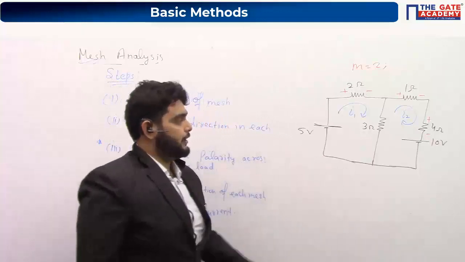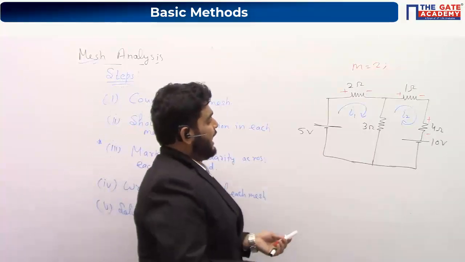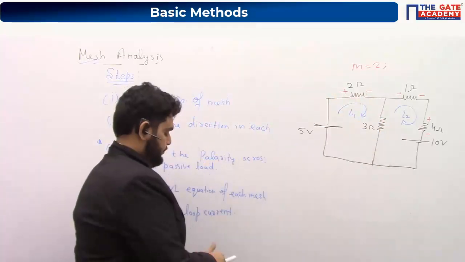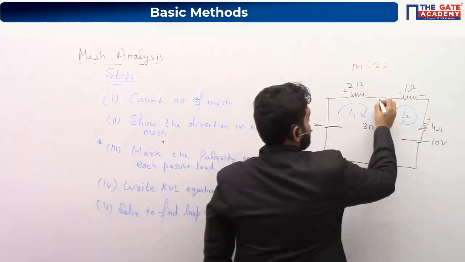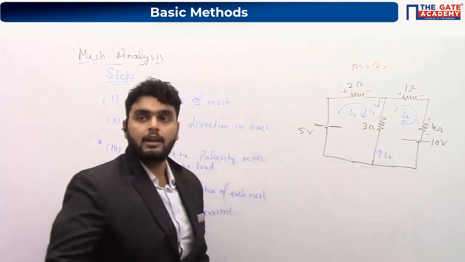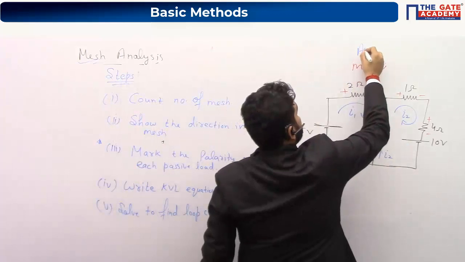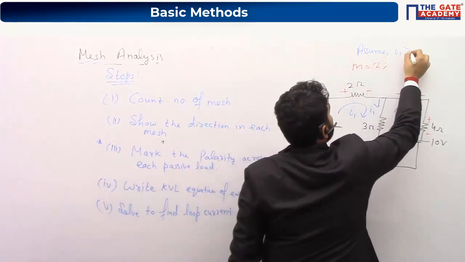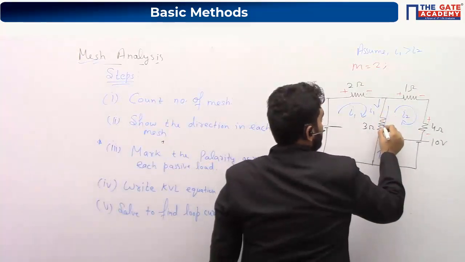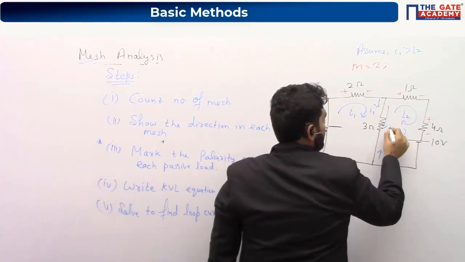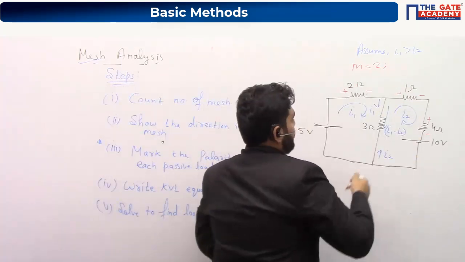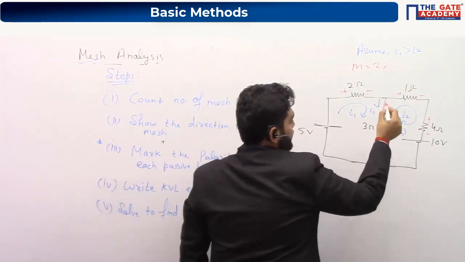So see here, in this question, I1 and I2 we have already marked in the branches which are not common. Now we will see the common branch, 3 ohm. In this I can see I1 is coming in this direction and I2 is coming in this direction. So assume I1 is greater than I2. If I am assuming I1 is greater than I2, then the resultant current will flow in this direction, I1 minus I2. And according to the direction of the resultant current, the polarity will be plus here and minus here.